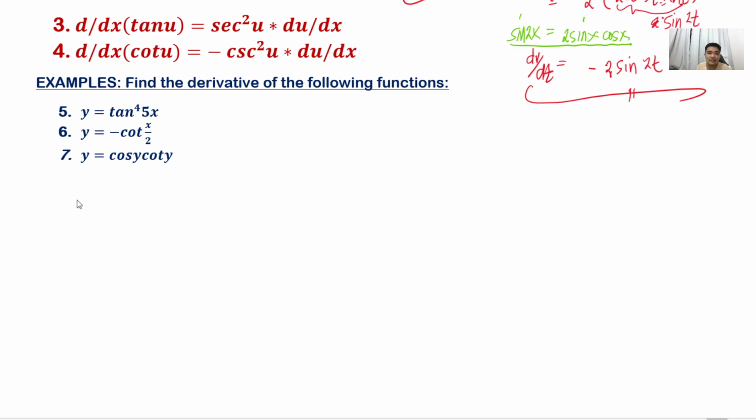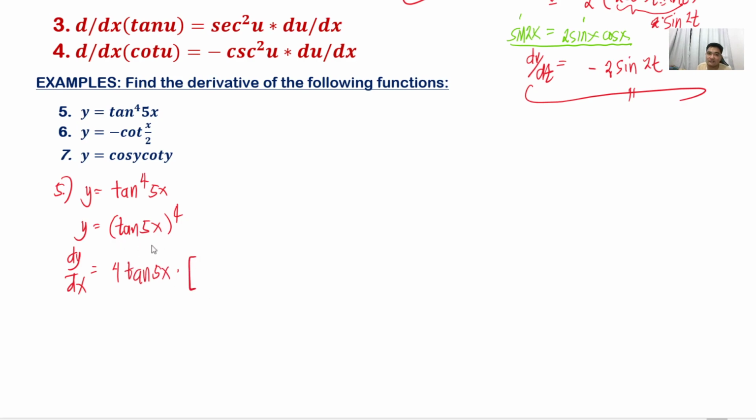So, for number 5, that is y equals tangent to the fourth, 5x. Or that is equal to y equals tangent 5x raised to 4. So, that is again exponential rule. Okay? So, dy over dx is equal to baba. Copy the base, so your base is tan 5x, times the derivative of the base. So anong derivative ni tangent, class? That is secant squared u, wherein ang u mo is 5x.